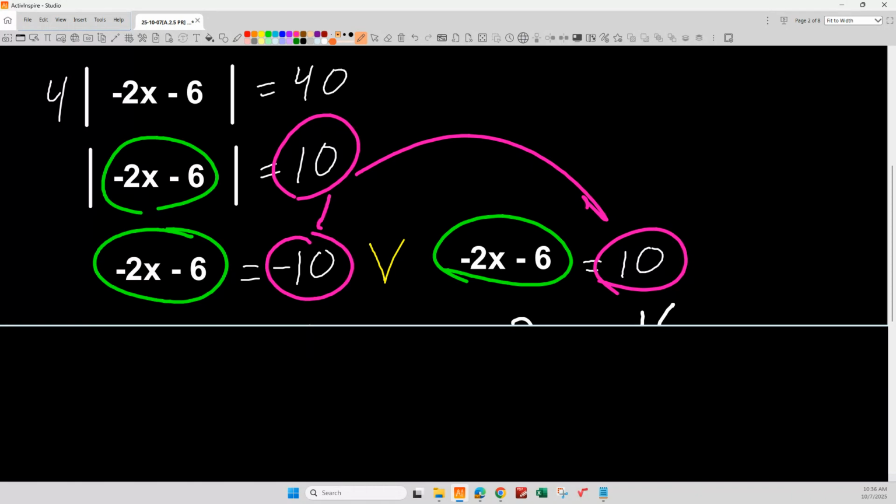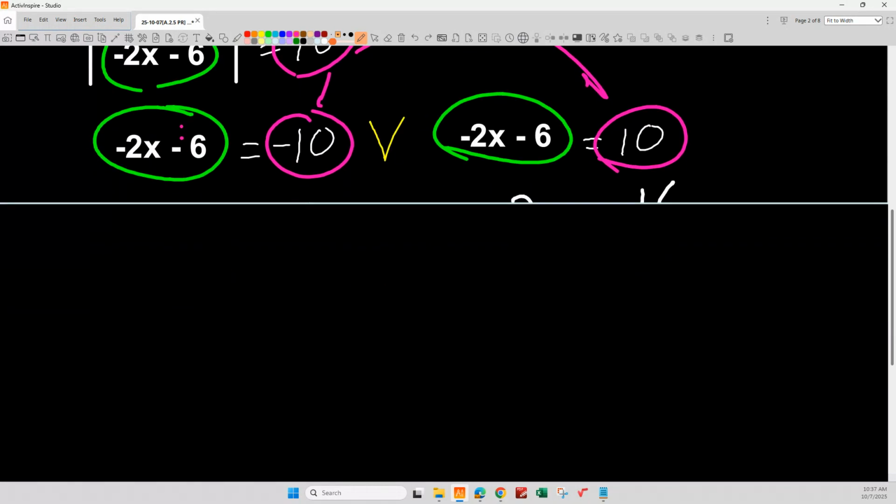Make sense? Good. And now we've split our one complicated absolute value equation into 2 normal equations that follow our regular rules of algebra that you know so well. So what would be the 2 steps to solve for x? Add 6, and then divide by negative 2, right? And I'm going to do the same thing to each of these equations.